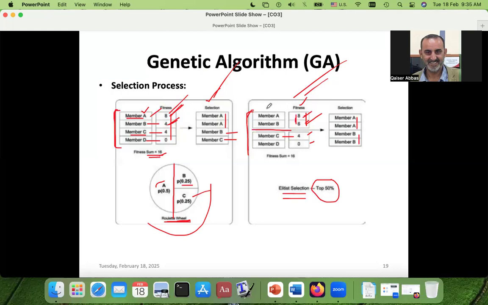Otherwise, you can have another idea: you can select these members, and when you select the top 50, then again you can apply this elitist method over them. Then you will see these values, and you will calculate how many times this member will be selected and how many times this member will be selected. So you can embed this roulette wheel selection after this if you want.